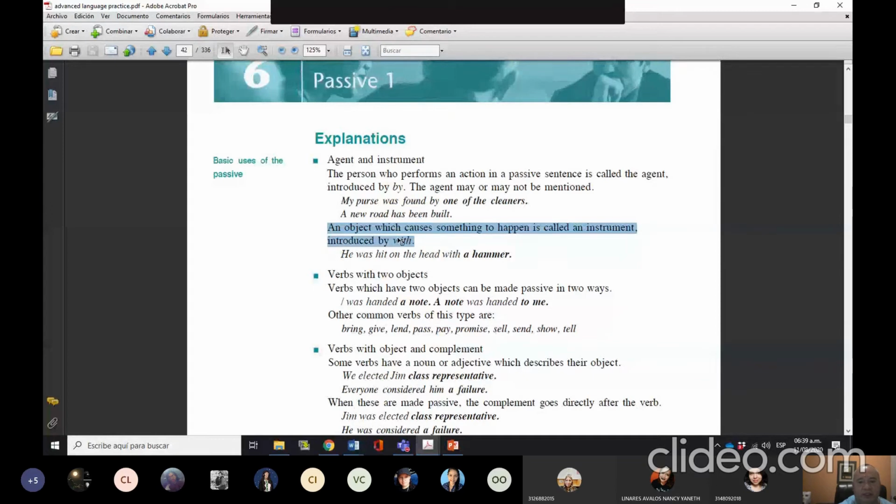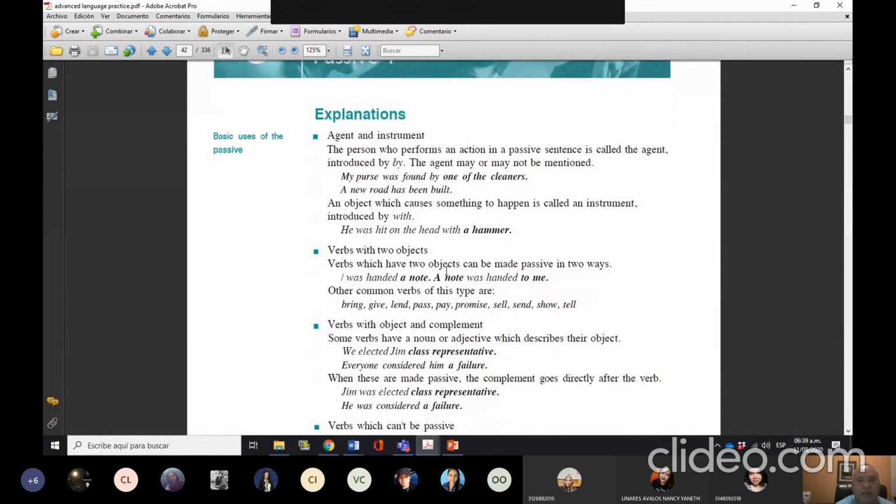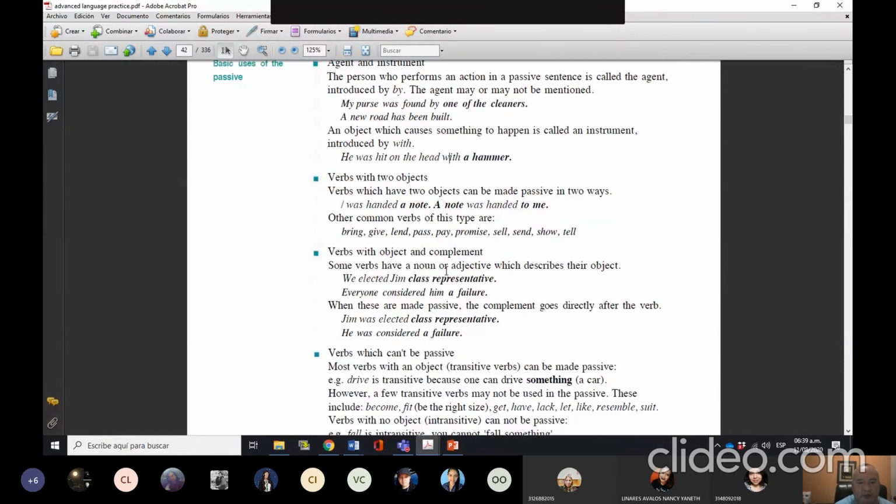Next example, an object which causes something to happen is called the instrument and is usually introduced by with, the preposition with. So we say he was hit on the head with a hammer. So if we want to mention the instrument, with what the object was done, then we mention it with a preposition with. So two uses, by and with. Those are the two prepositions that we're going to use if we want to include and refer to the instrument or if we want to refer to the agent. All right, so we're reviewing the first use of passive voice.